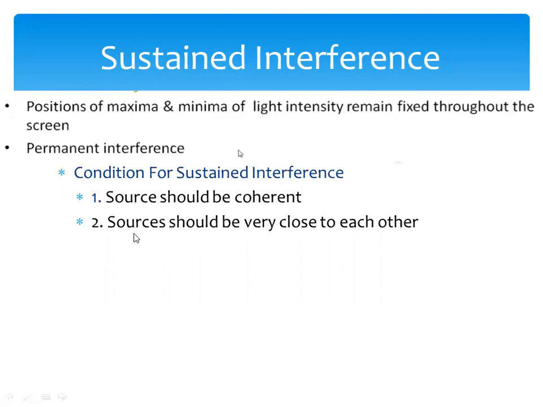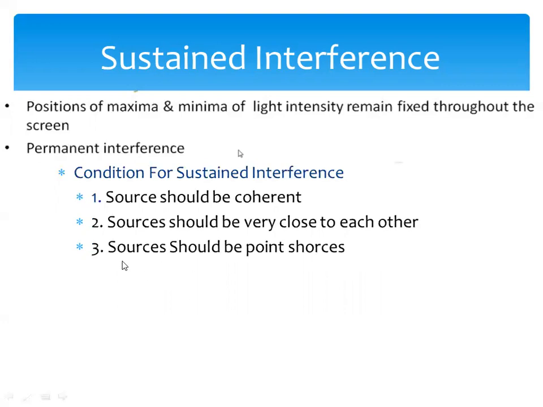I already told you, if you want to create dark and bright bands, take a small light, put a white sheet in front of it, and make two pinholes within a 2 millimeter or 3 millimeter gap. At a certain distance, if you keep another white screen, you can see the dark and bright bands, the fringes, which are created. The distance between the two holes should be 2 or 3 millimeters so that they are very close. So the secondary sources S1 and S2, the slits or sources that we consider, should be very close to each other. That is the second condition for sustained interference.